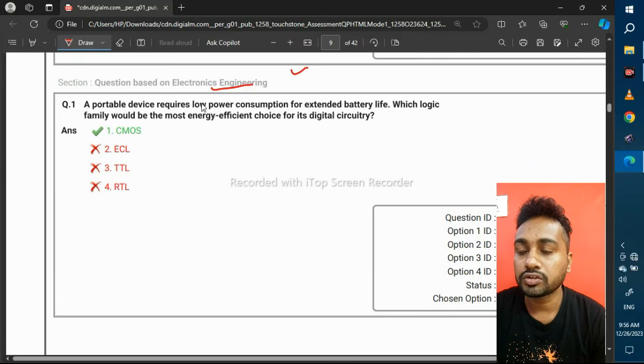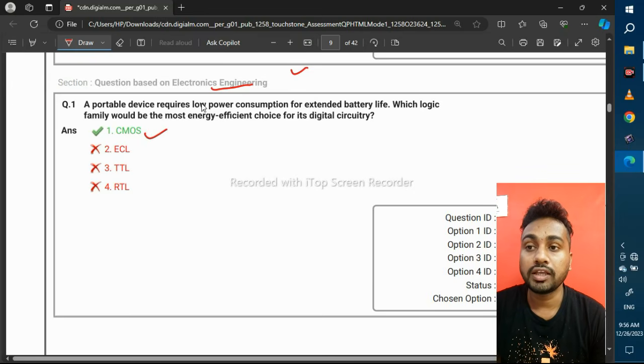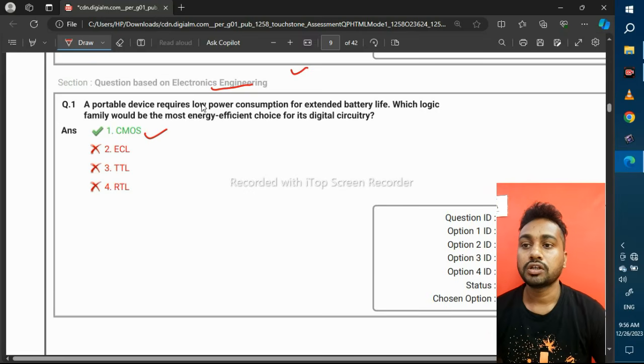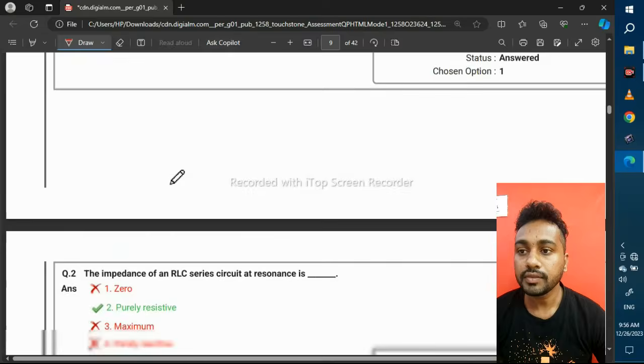Okay, so the first question is, a portable device requires low power consumption for extended battery life. Which logic family would be the most energy efficient choice for its digital circuitry? So CMOS, complementary metal oxide semiconductor. This CMOS logic family requires low power consumption. So this is right, CMOS is the right answer.